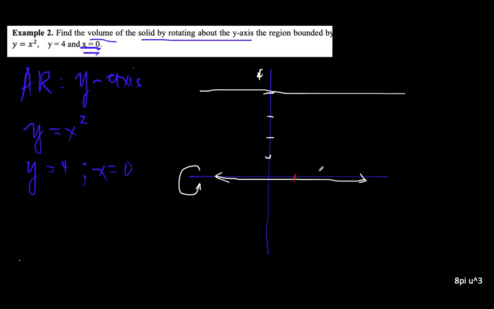Pag 2 nandito, 4 syempre. Diba? Okay. And then, 1, 2, 4. Ayan. Okay. So, that's the curve. That's the graph that we're going to revolve.